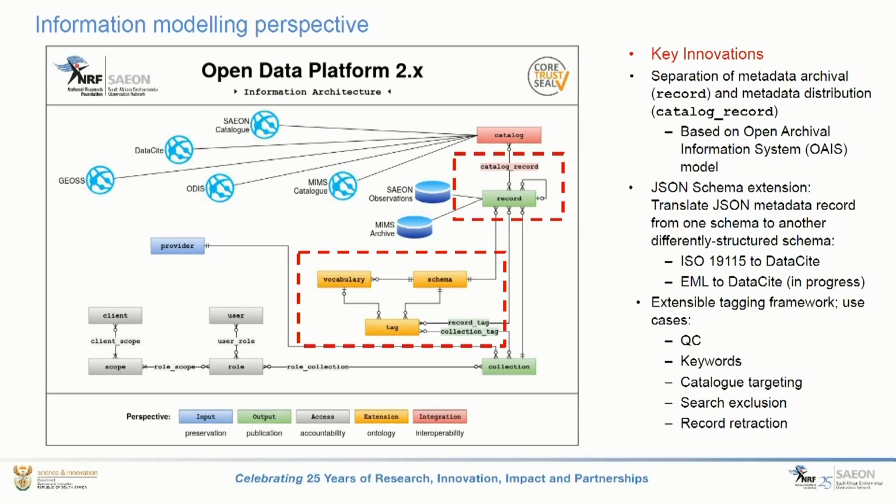Then there's also, we've developed a tagging framework. In principle, what tags provide is the ability to extend the capabilities and add new features to the platform without having to change the underlying data model. So each type of tag is associated with a JSON schema, which describes the structure and the semantics of annotations that can be attached to individual metadata records or metadata collections to support things like quality control, keywords, and some tags influence the publication process to decide how or whether records get published to particular catalogs.